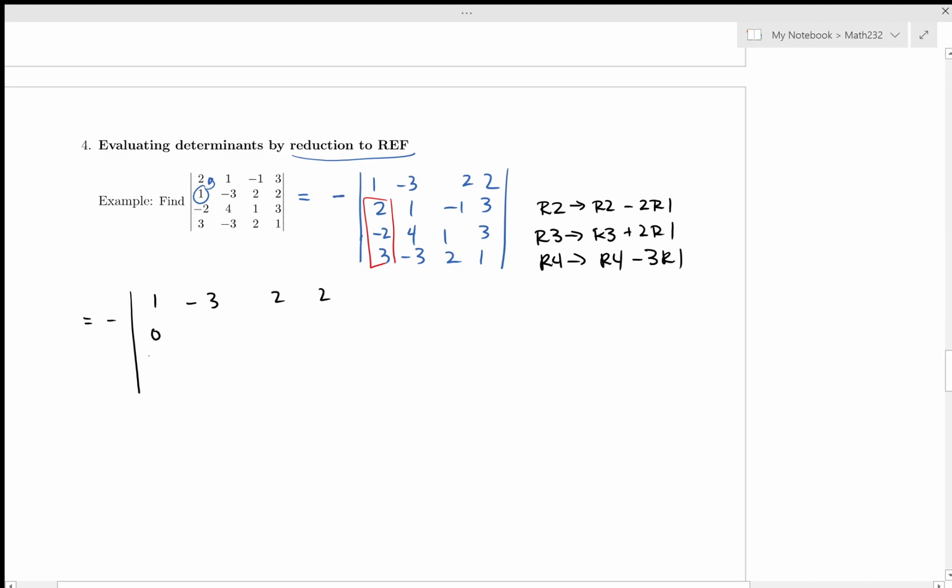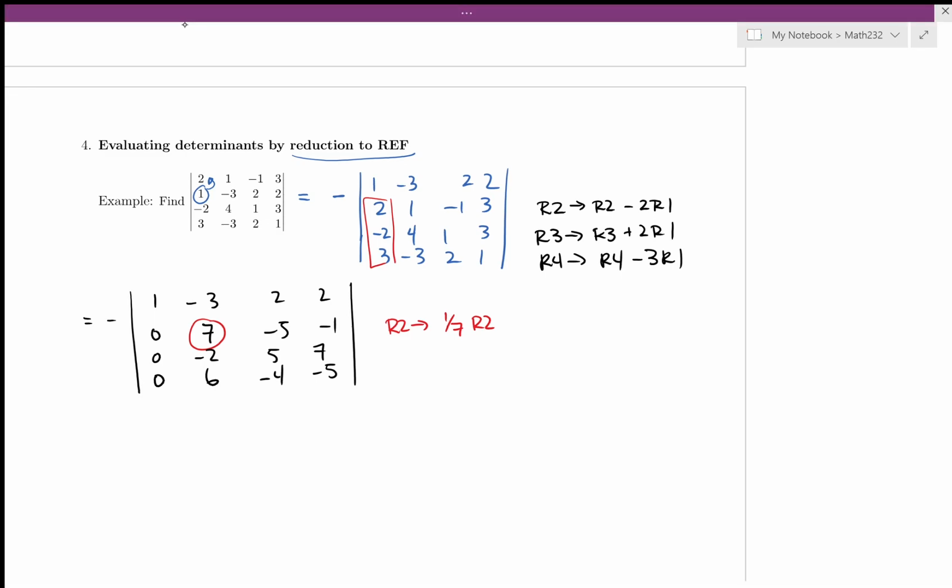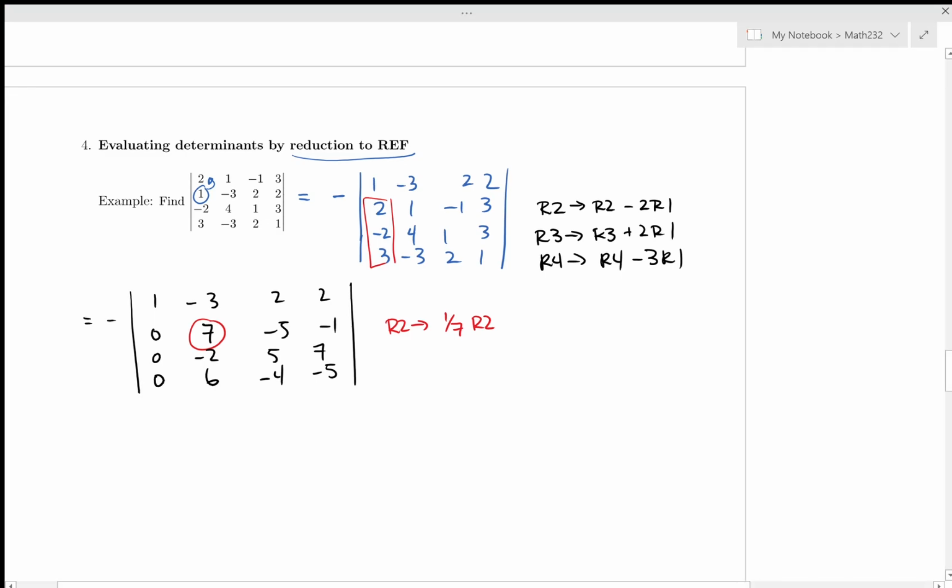Okay, so then I perform those row operations, and row 1 was unchanged. I get my 3 zeros there, and I get this 7, minus 2, 6, minus 5, 5, minus 4, minus 1, 7, minus 5. And then next in the Gaussian elimination is to make this guy here a 1. So to do that, I'm going to take R2 and multiply by 1/7 R2. I'm effectively factoring out the 7. So I have to keep track. That does change my determinant. So I keep track of that in this manner here.